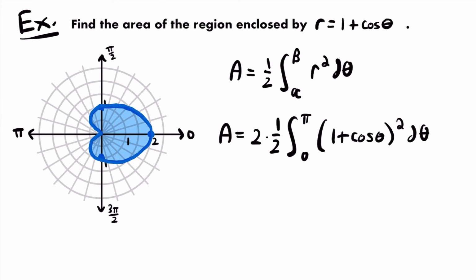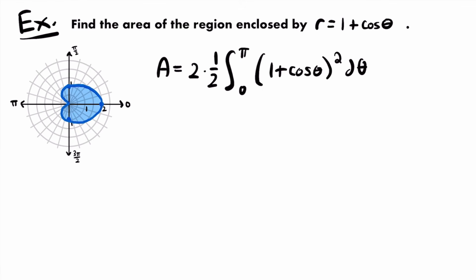Now let's work on solving this definite integral to calculate our area. The first thing that I notice is that 2 times 1/2 is just going to be 1, so those are going to cancel out. So the area will be equal to the integral from 0 to pi of this quantity squared. And so we're going to want to expand that. We're going to want to square this quantity.